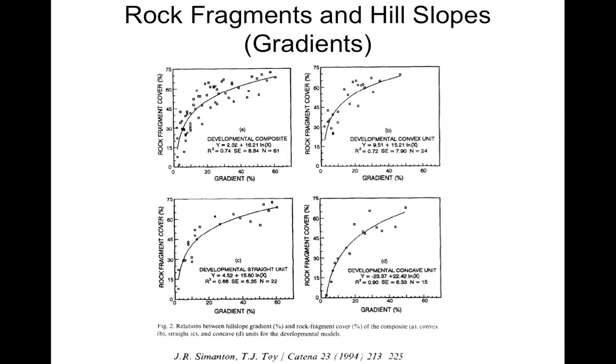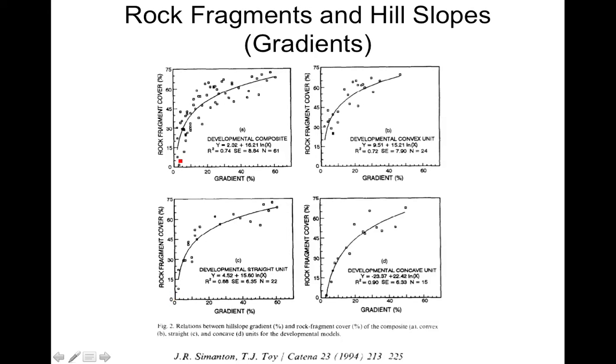Okay. So if you're going to design a hill slope with rock fragments on it, that's going to resemble a natural landscape. Well, how are rocks organised in natural landscapes? And Simanton and Toy and their colleagues looked at some of these aspects. So they looked at things like rock fragment cover percentage. So that's the percentage of the area that's covered by rock fragments as a function of the local slope, the gradient. Right. They also looked at, these were different hills, right?